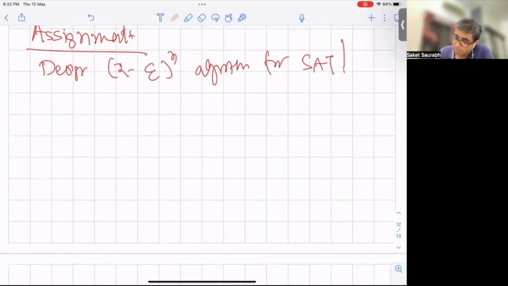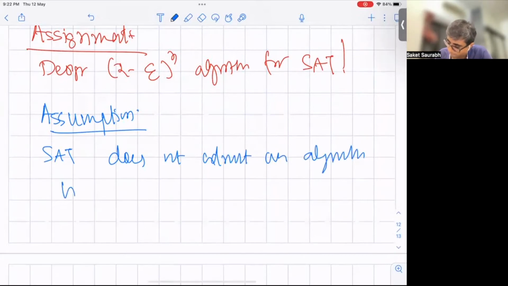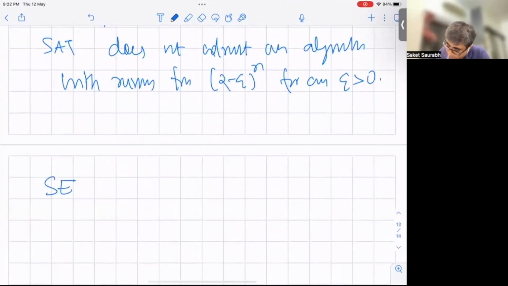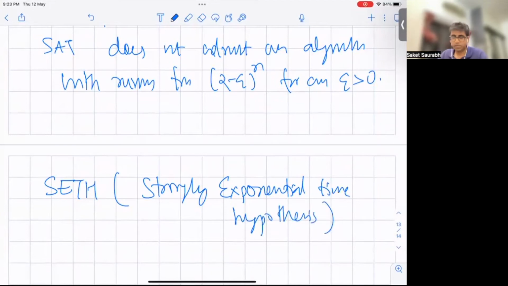And till you solve your assignment, we will make it an assumption. So what is the assumption? That SAT does not admit an algorithm with running time 2 minus epsilon to the power n for any epsilon. And this is called the strong exponential time hypothesis. Is that fine?